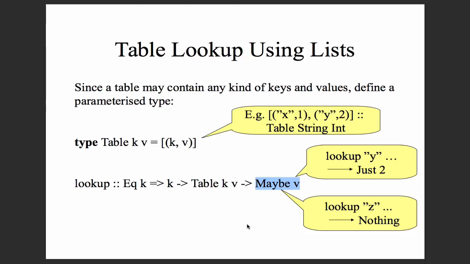And so the natural choice then is to represent the type of the result as a maybe. You maybe get a value back. So if the value is in the table, you get just of that value. But if you look up something that's not in the table, you get nothing. Any questions about this? We've seen it all before, but it's a refresher.